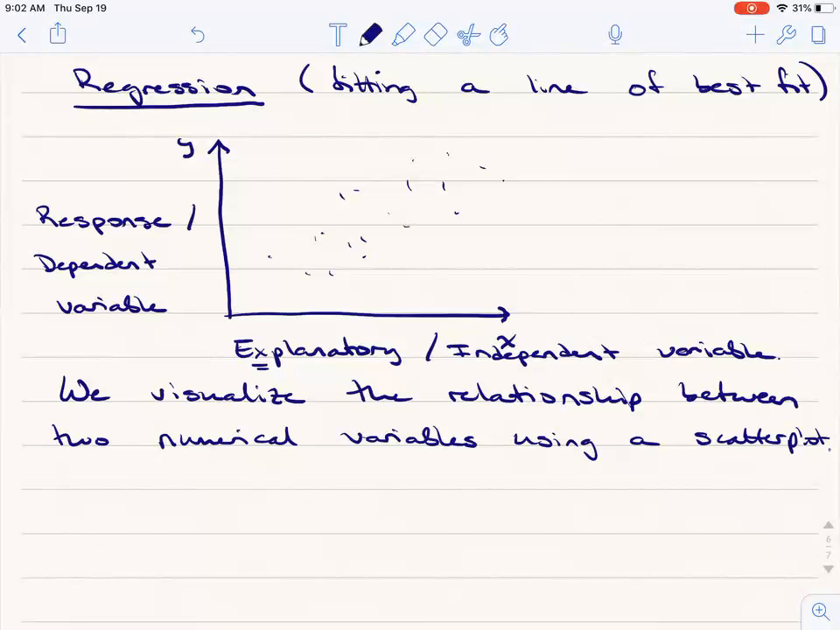Given our kind of fake dots here, yeah, it looks like there's some sort of relationship because there's a trend, right? And so we can model that trend using a regression line. We're not going to talk about how to calculate them or how they're even found, actually. I'm just going to give you a straight line equation.